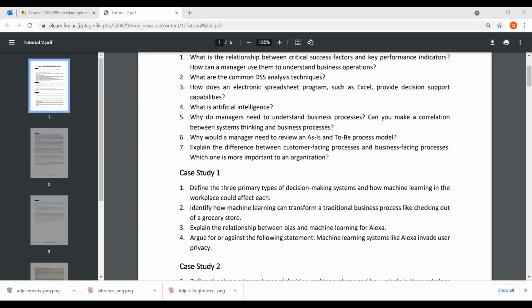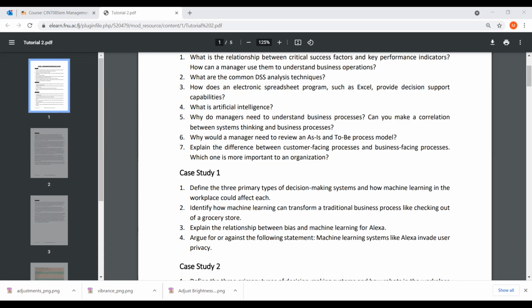The second part of the question said how machine learning in the workplace could affect each. So first I'll give the first primary type of decision-making system and how machine learning can affect the workplace. Okay, so the second part is this. You can give a full stop, move on to the next line.